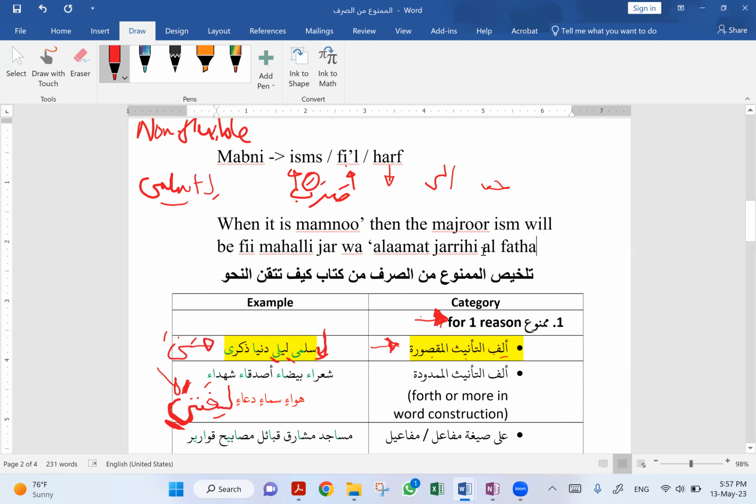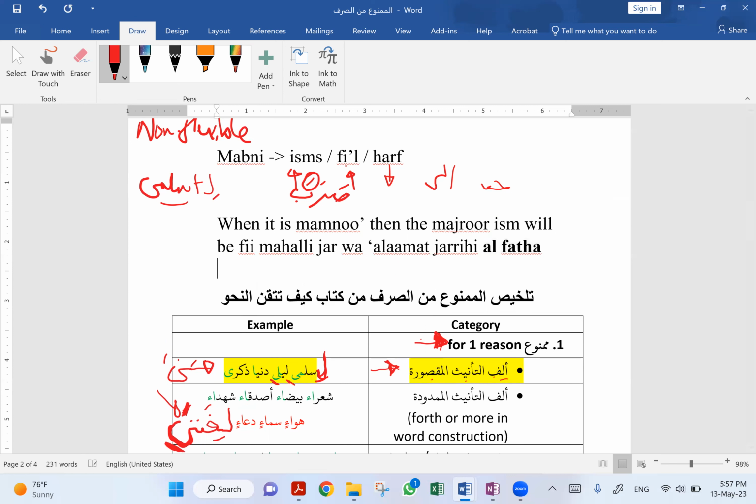al-fatha. So this is where normally we would say alamat jarrihi al-kasra, but because it is mamnu' min as-sarf, the jar version has a fatha. Remember masajidu, masajida, masajida. So even the jar version takes a fatha. When we're doing the i'rab, we'll also mention that it takes a fatha. The sign that shows it's mamnu' min as-sarf is a fatha on the jar version.